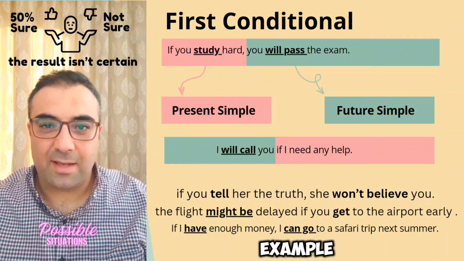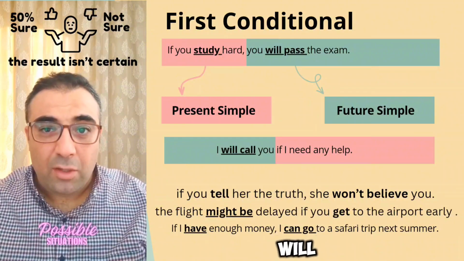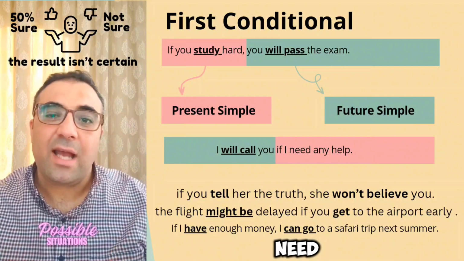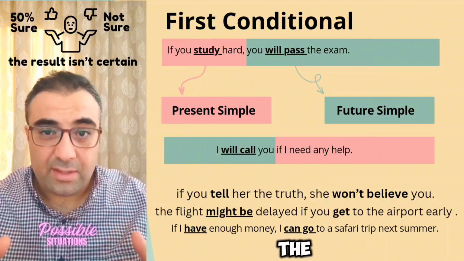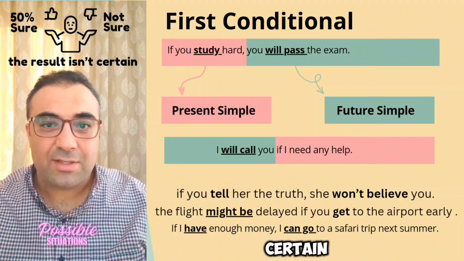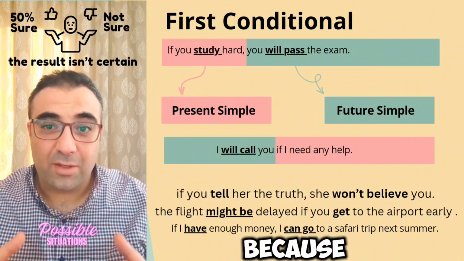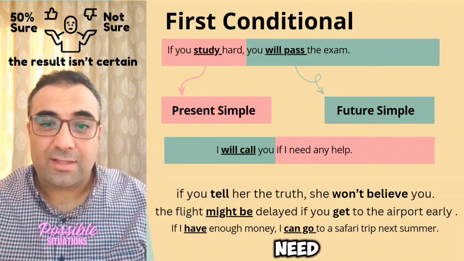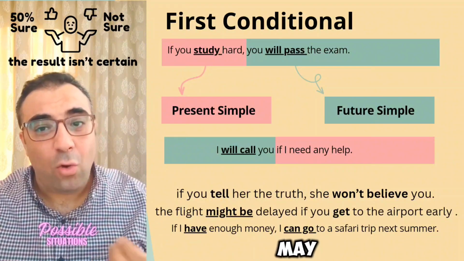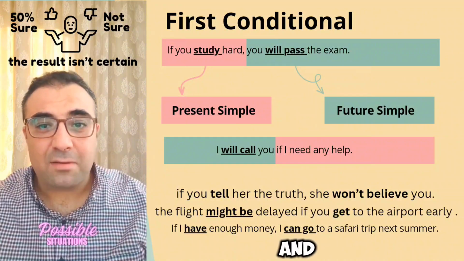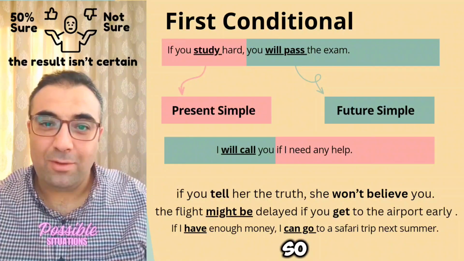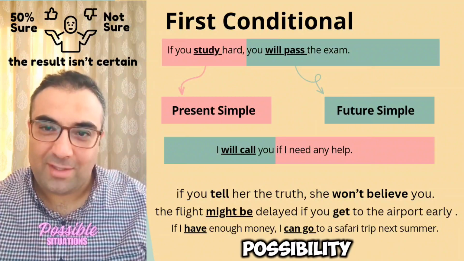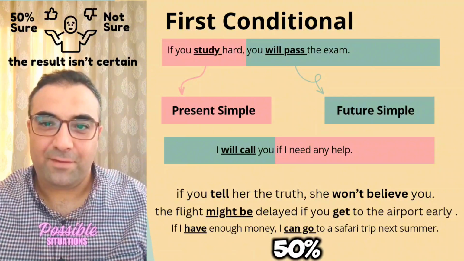Let's take another example. I will call you if I need any help. The result here isn't certain also, because when I need help, I may call you and may not. So, the possibility is 50%.